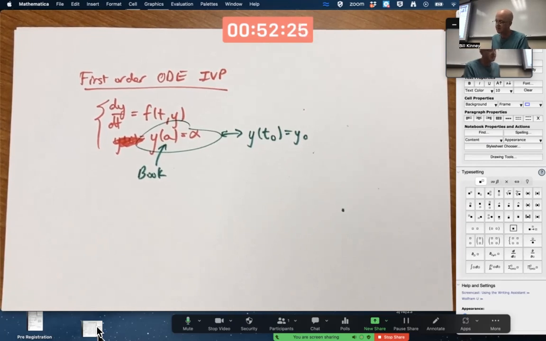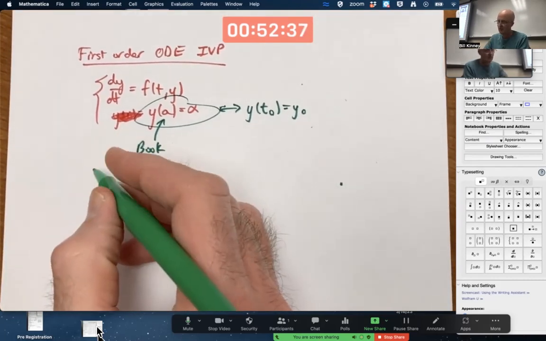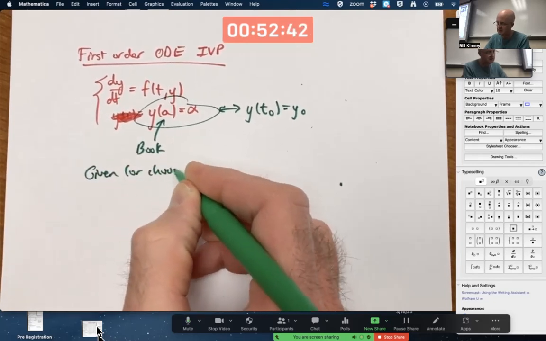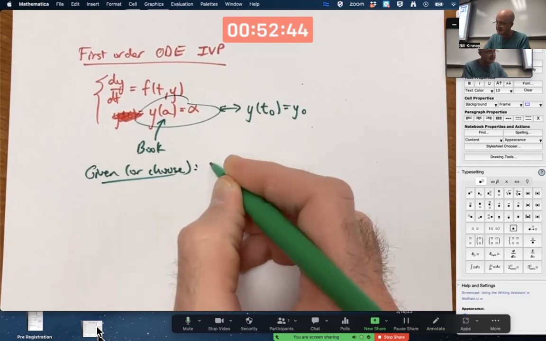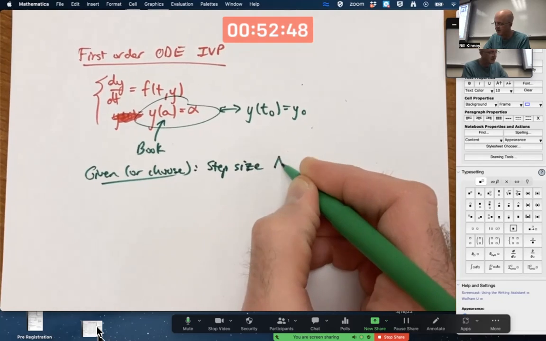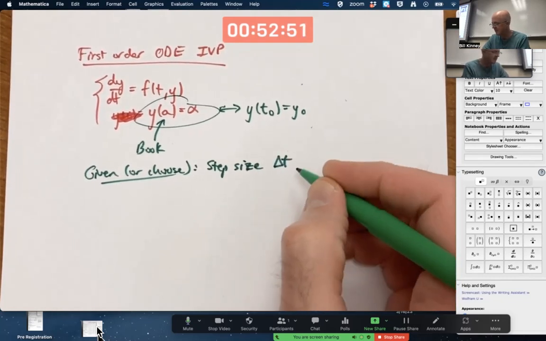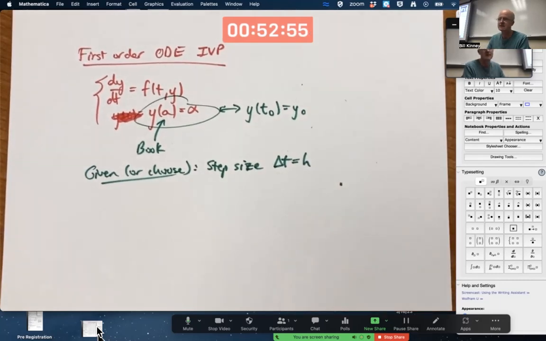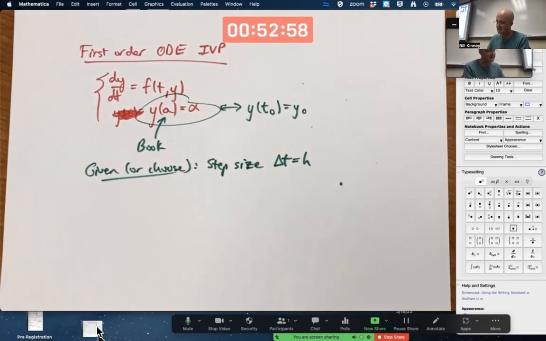Euler's method is a recursive method. We are iterating a function effectively to get a list of numbers. We're also given, or we choose, a step size, which we could call delta t, and some books call it delta t, but we're going to call it h to be consistent with the book. That's a common thing we've used for step size in the past as well.